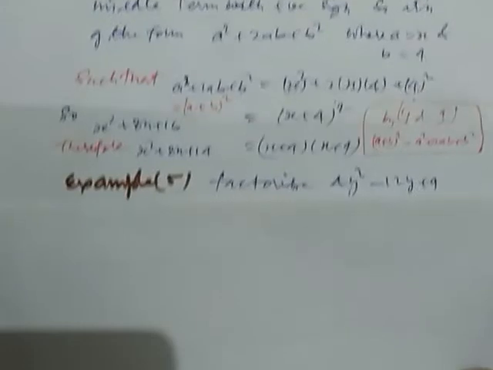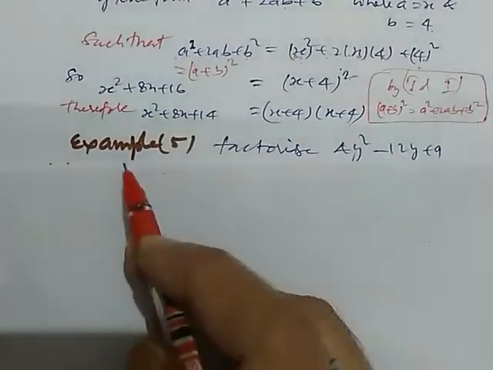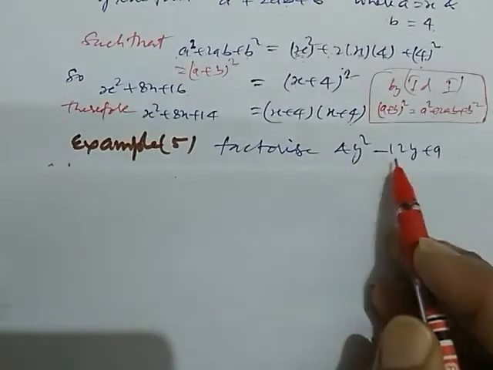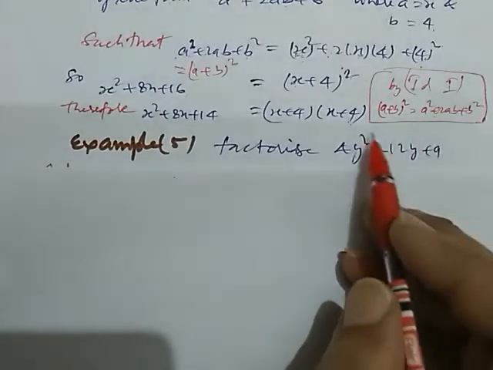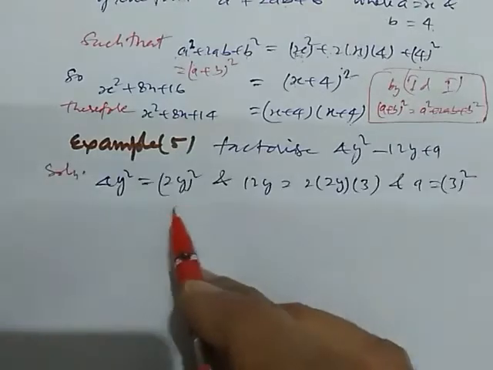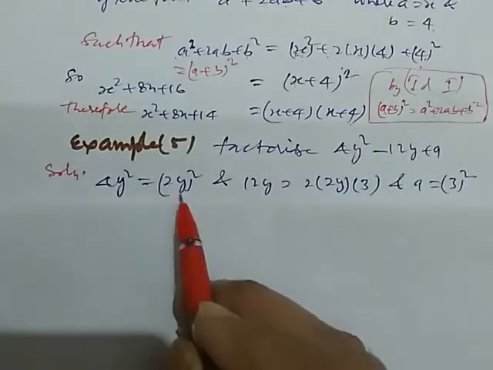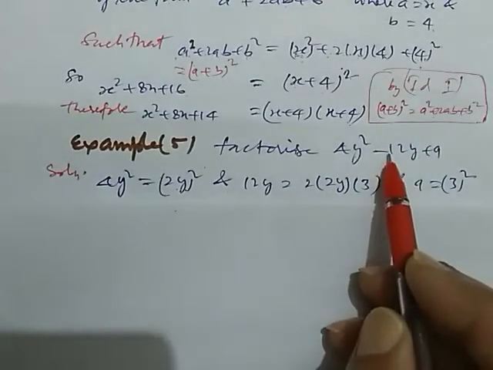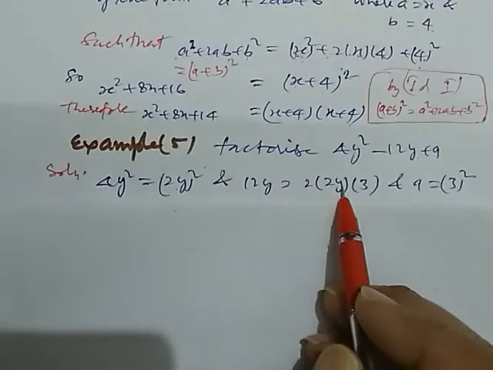Now we consider another example. Example 5: Factorize 4y square minus 12y plus 9. Now we make this situation clearer like this. 4y square can be written as 2y whole square. And 12y can be written as 2 into 2y into 3.